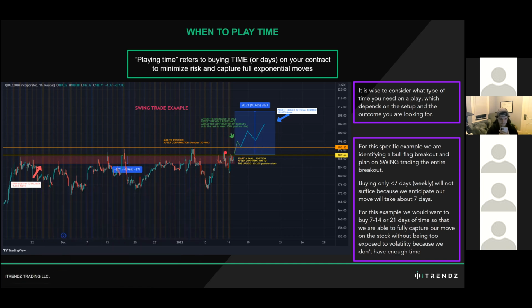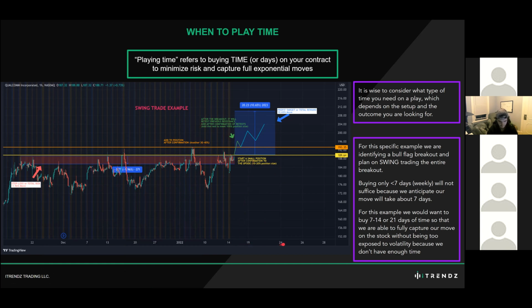I appreciate it. Anyways, so here we've noticed that there is a flag looking to be a breakout right here, coming up farther out. And when we charted the continuation out, we can see that it's going to take at least 10 days by our predictions. We're trying to capitalize on this full movement. So this is where we're looking at buying time.